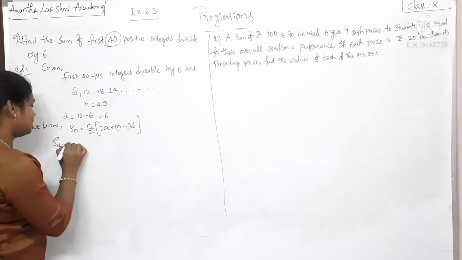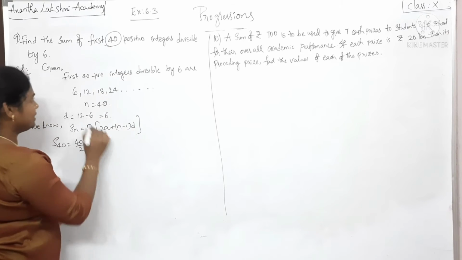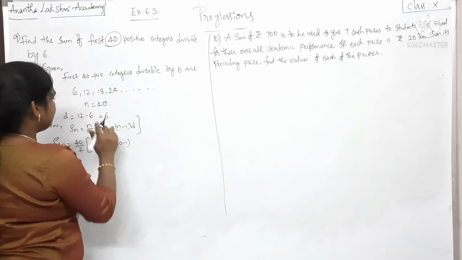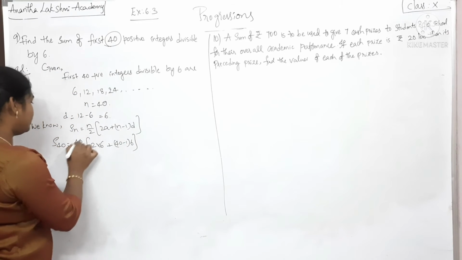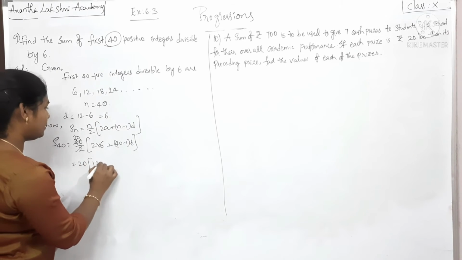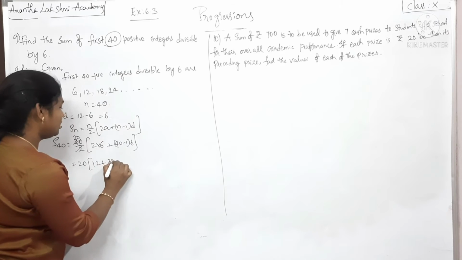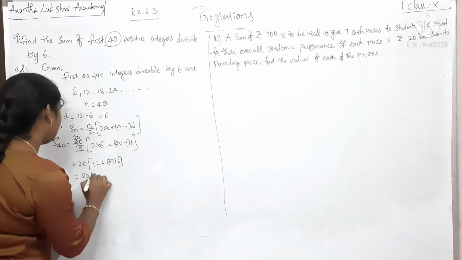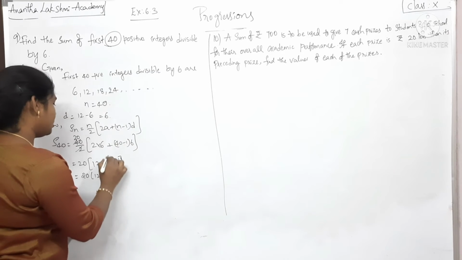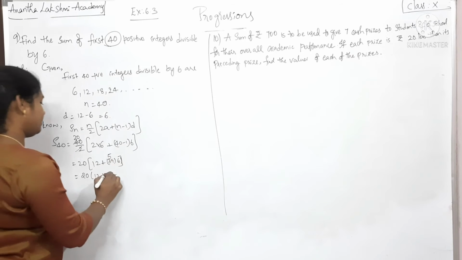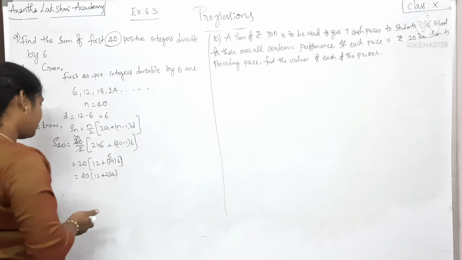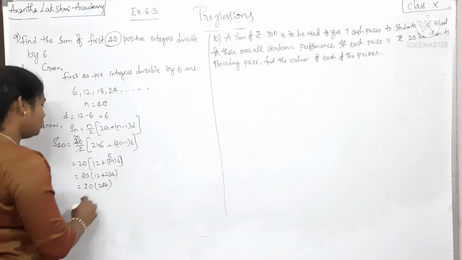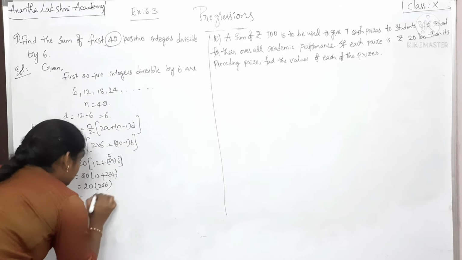So S40 is equal to 40 by 2 into (2 times a, where a is 6, plus (40 minus 1) into d, where d is 6). 20 into (12 plus 39 multiplied with 6). 39 times 6: 6 9s are 54, 6 3s are 18, plus 5 is 23, so 234. Adding 12 gives 246, and 246 into 20 is 4920.